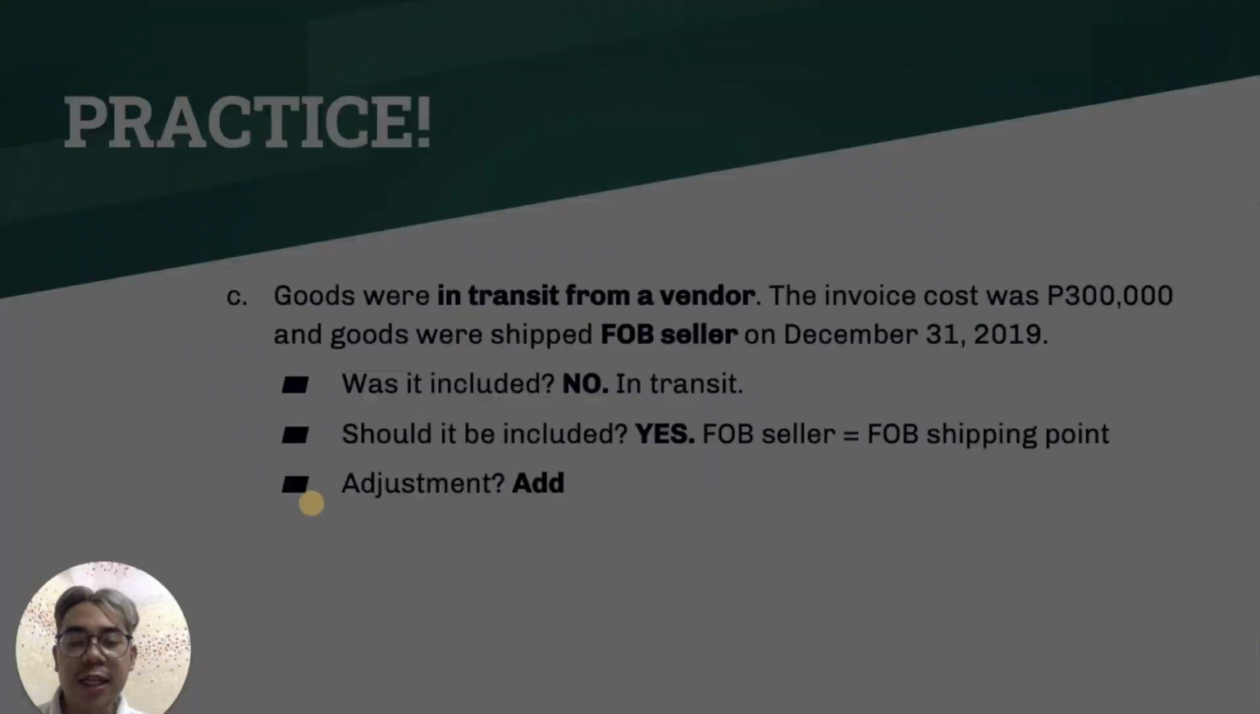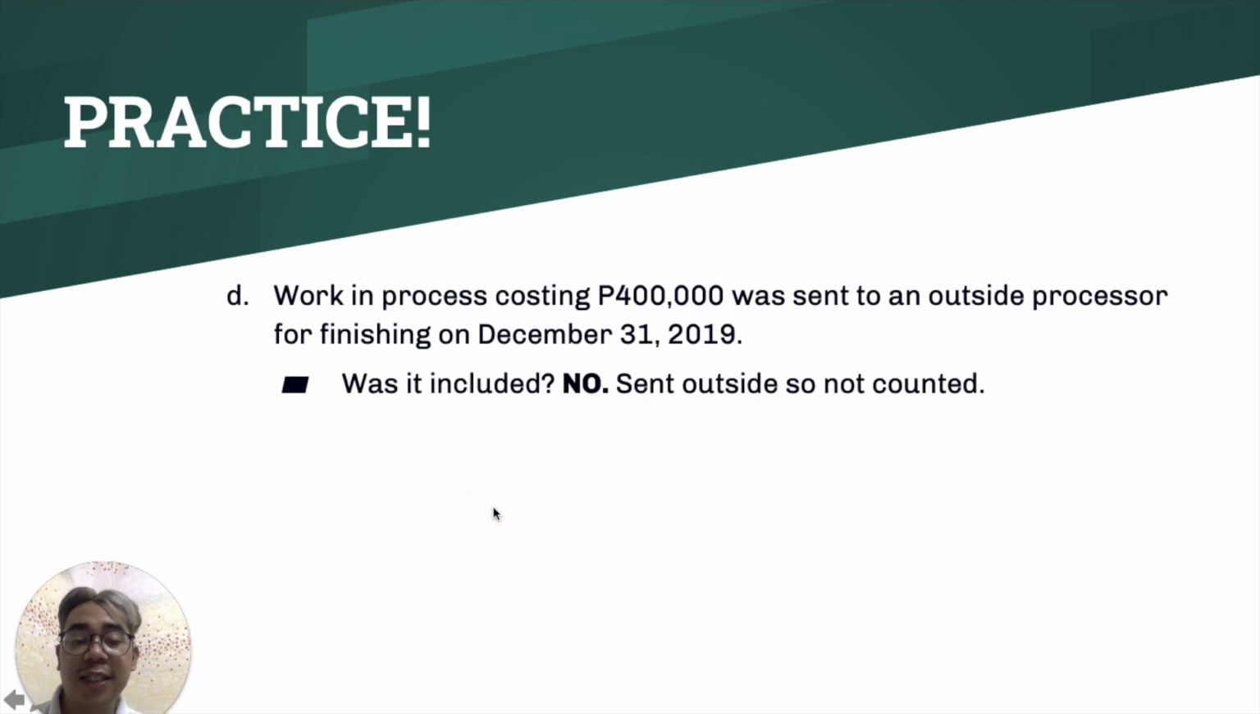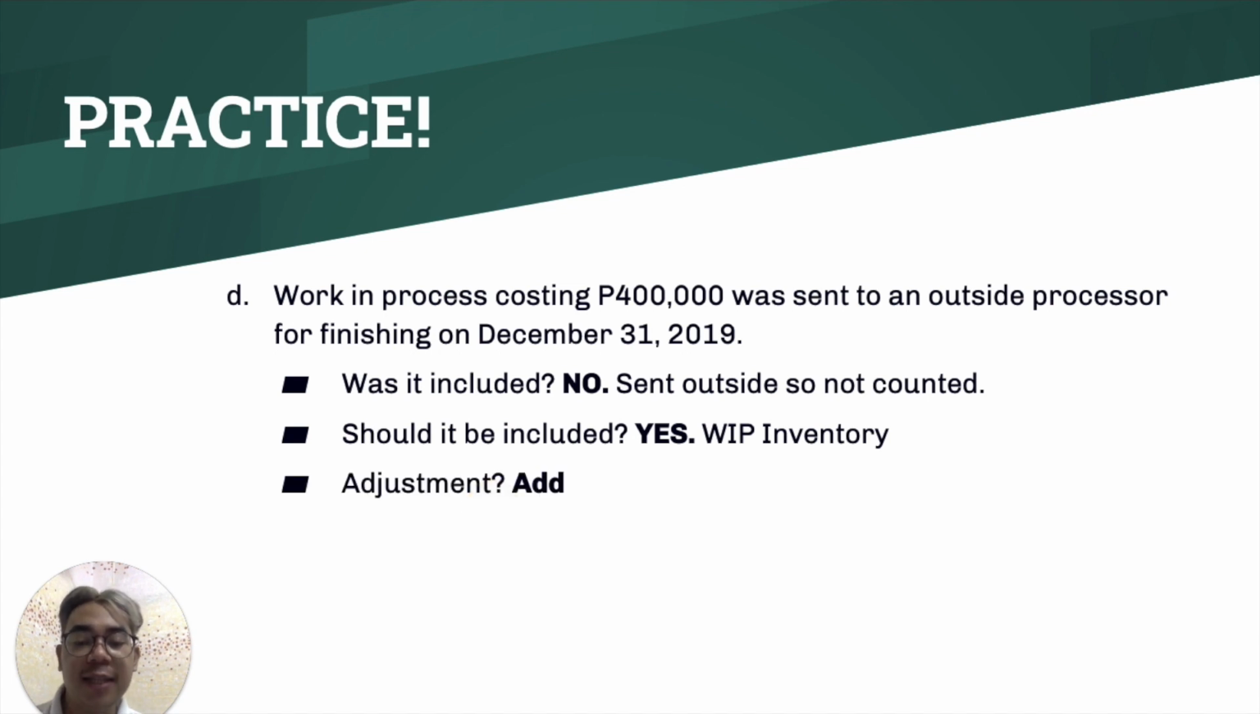For letter D, work in process costing 400,000 was sent to an outside processor for finishing on December 31, 2019. Was this included? No, because nasa labas siya, nasa outside processor. Should it be included? Yes, of course. It is a work in process inventory. So should there be an adjustment? Yes, we need to again add the 400,000.